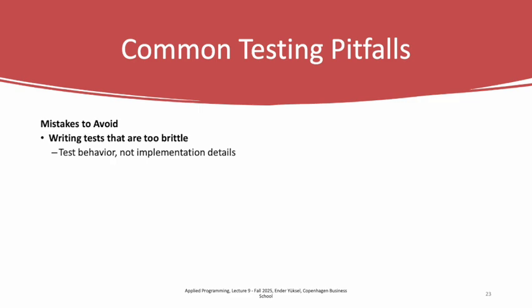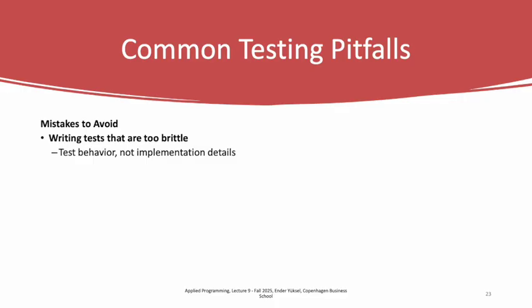Pitfall 1. Brittle tests. Brittle tests break frequently for the wrong reasons. They fail even when functionality is correct. This usually happens when tests are too tightly coupled to the implementation. Bad example: testing that a method internally creates a specific object or calls methods in a specific order.